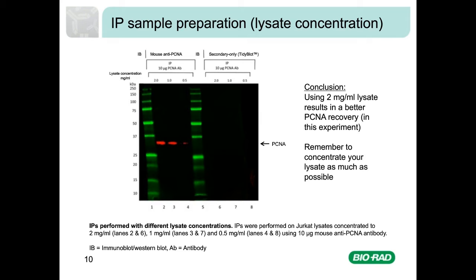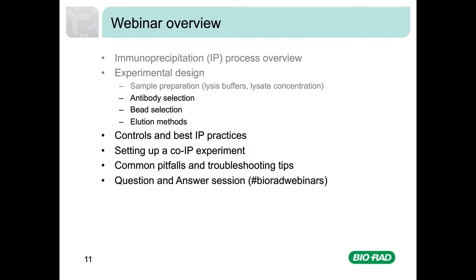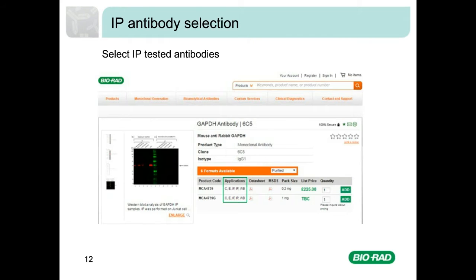I will now move on to discussing the importance of antibody selection for the design of an IP experiment. It is important to select an antibody that has been IP tested whenever possible. I've shown an example of one of our GAPDH antibodies here. You can see in the application tab that the antibody has been tested in IP. However, depending on your protein of interest, it may be difficult to find an IP tested antibody. Based on this, I'm going to discuss a few guidelines and things to bear in mind when selecting an antibody that you intend to use in an IP.